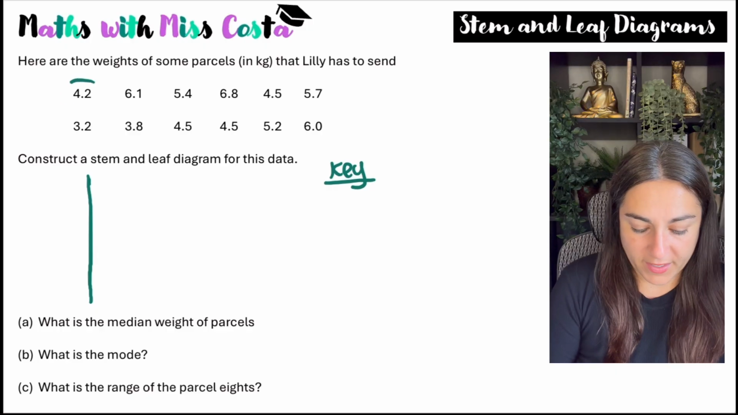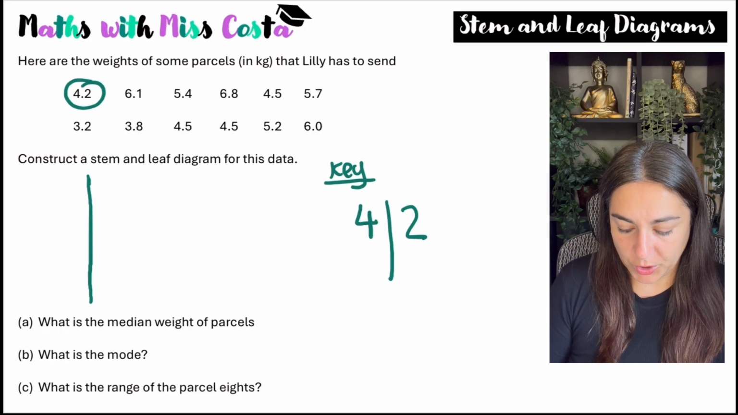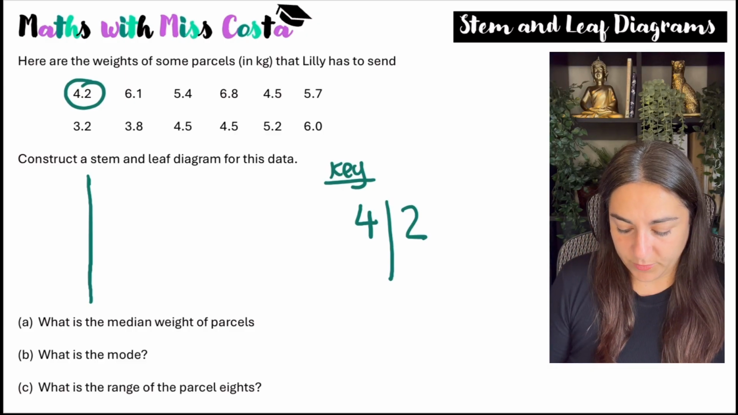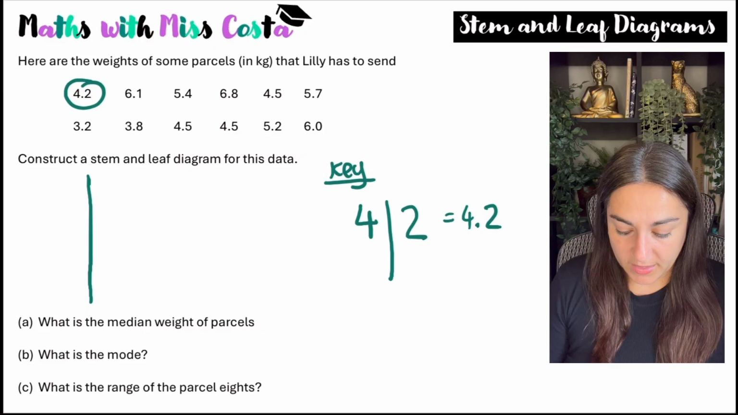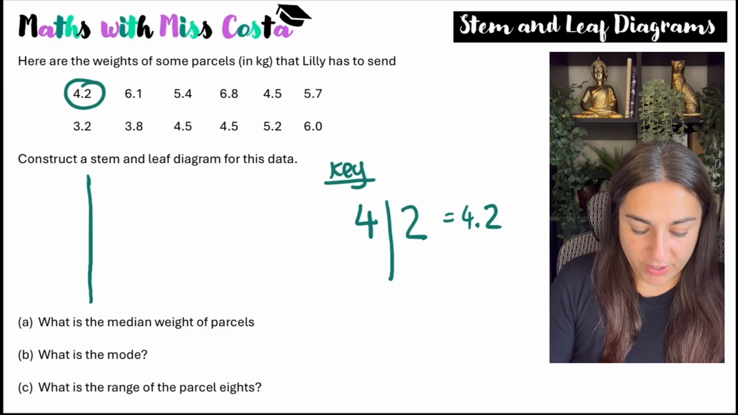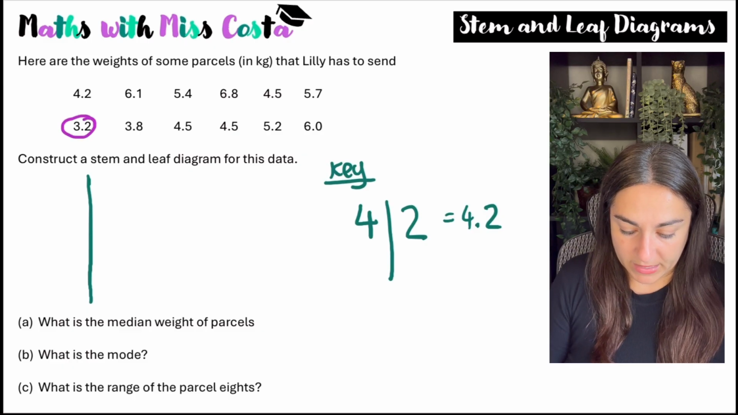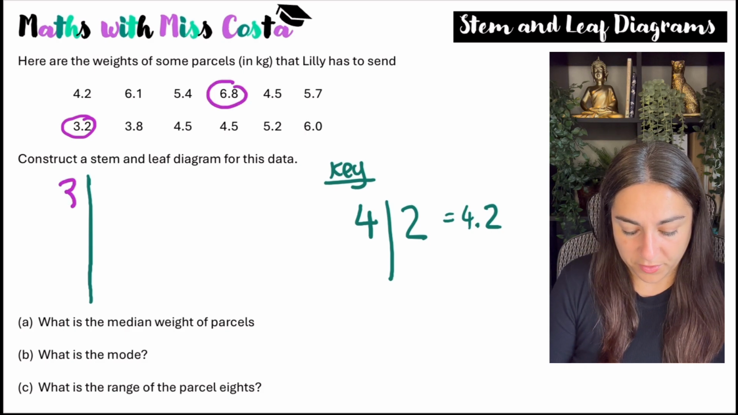So let's start with the first value, 4.2. So 4 and then 2. What I'm going to do is use my branch line to represent the decimal. So 4.2 actually means 4.2. The second thing I do is look at my smallest value. My smallest value is 3.2 and my largest value is 6.8. So I know that I'm going to start with a 3 and I need to go to 6.